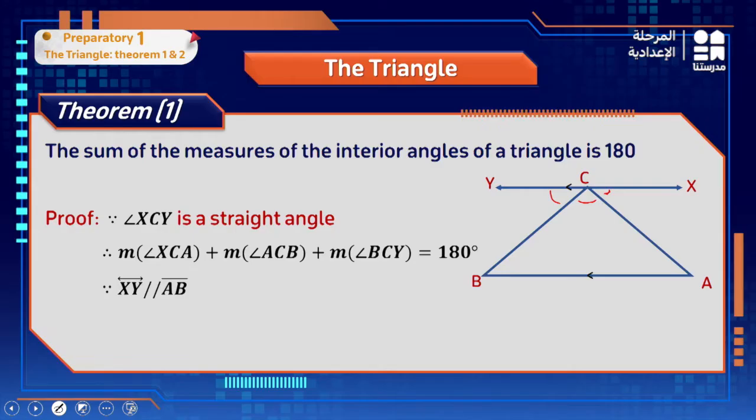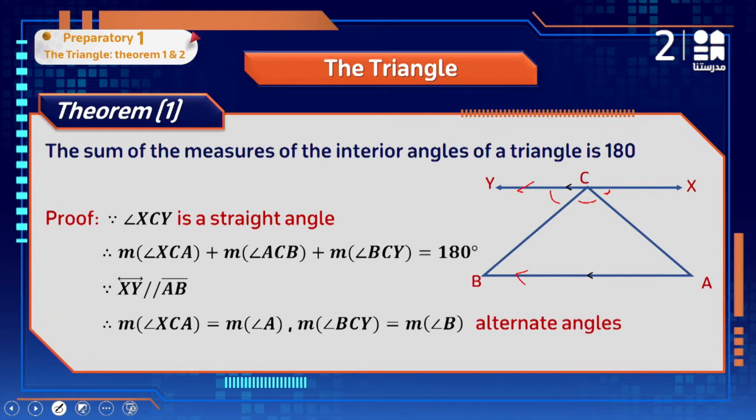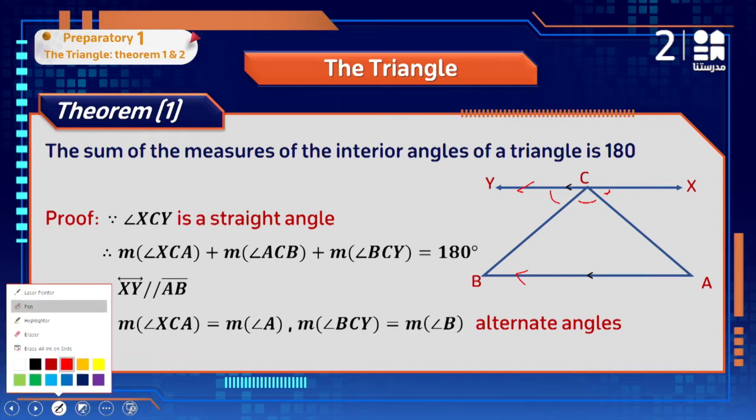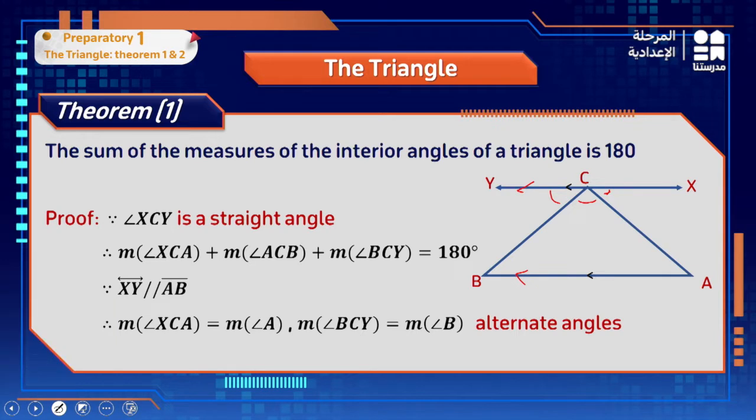Since XY is parallel to AB, this one is parallel to this one. So let's have a look at letter Z, the alternate angles. XCA is equal to the measurement of A. Here I'm going to make it with black to be clear. So here it is, this one. Yes, they are equal in measure.